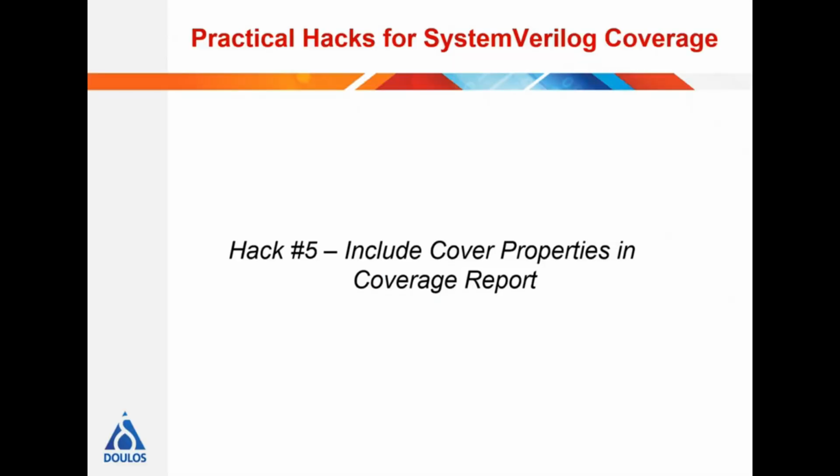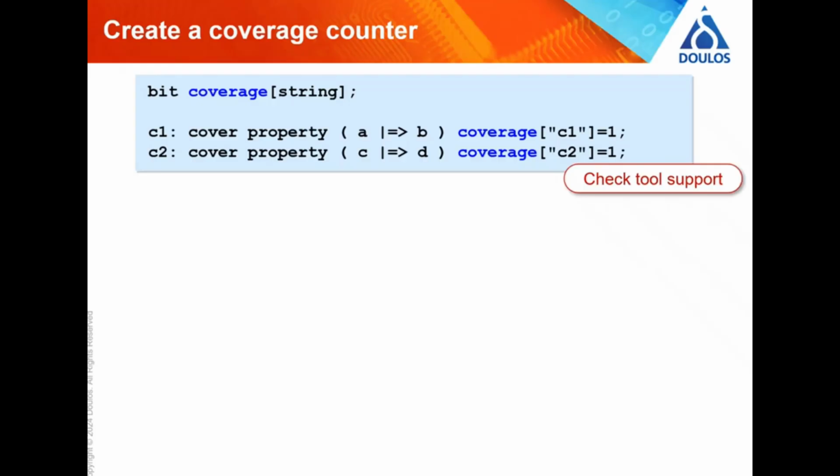Okay, well, another thing you might want to do is if you're going to use cover properties, how do we get them into our regular coverage report, especially if your tool doesn't normally do that? How can we get them as part of our cover groups coverage? Well, one thing we could do is create some sort of variable. I'm going to use a hash table or associative array here.